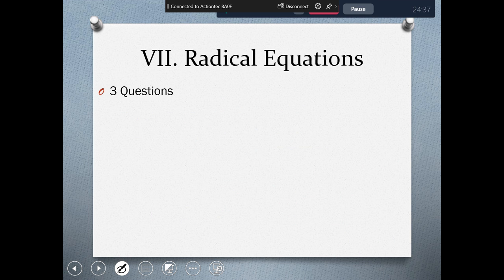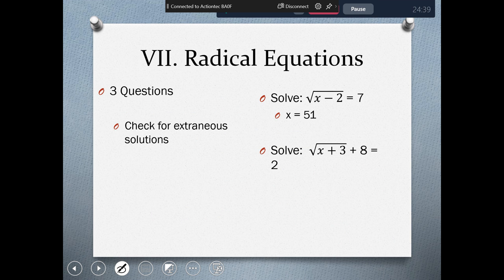And then our last set of questions, we're going to have 3 that are on radical equations. So that means that we're going to have a square root. The main thing here is that you need to get your square root on one side of the equation by itself, not just the x. And then you are going to square both sides to cancel out the square root, and then solve.